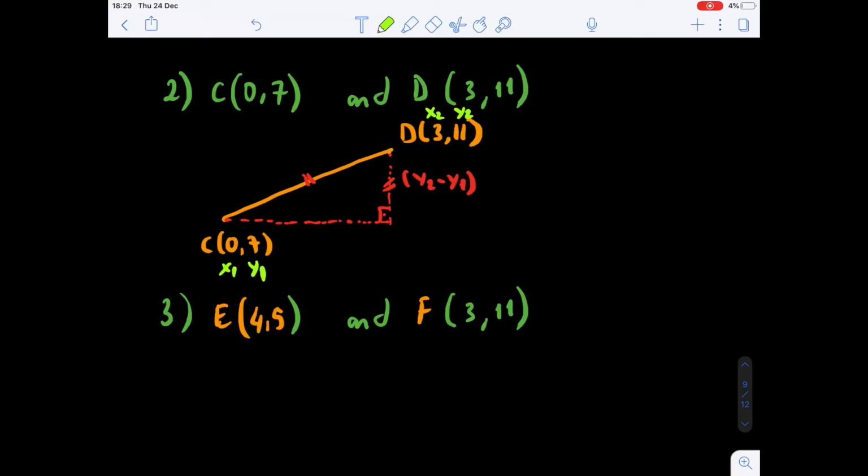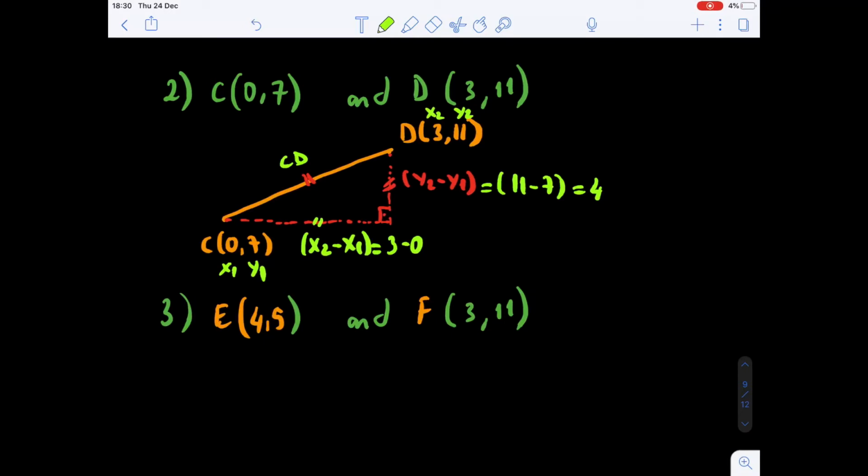So the distance between y coordinates is y2 minus y1, 11 minus 7. Remember guys, the horizontal distance is x2 minus x1. So x2 minus x1 is 3 minus 0, which is 3. Here is going to be 4. So let's do the same thing. Here is the distance between points. You can say CD or whatever you say.